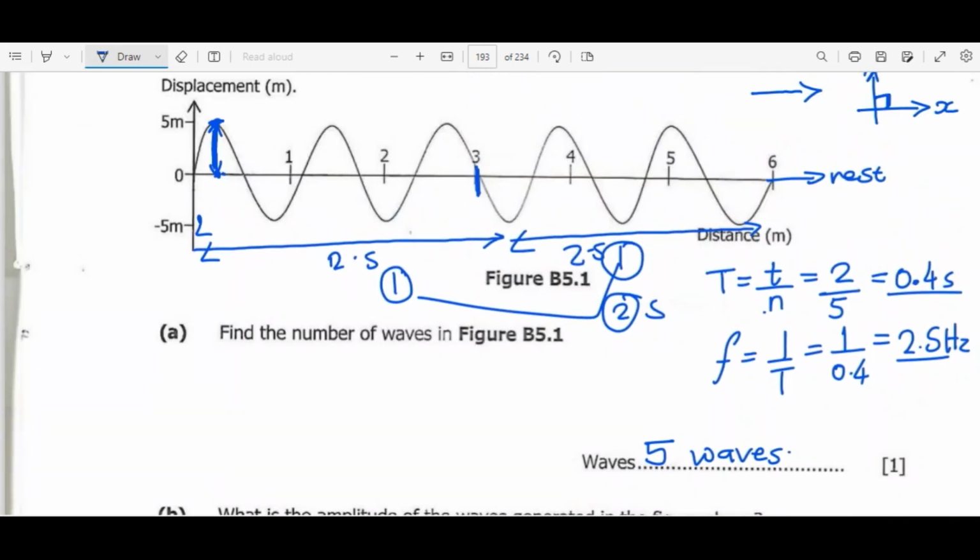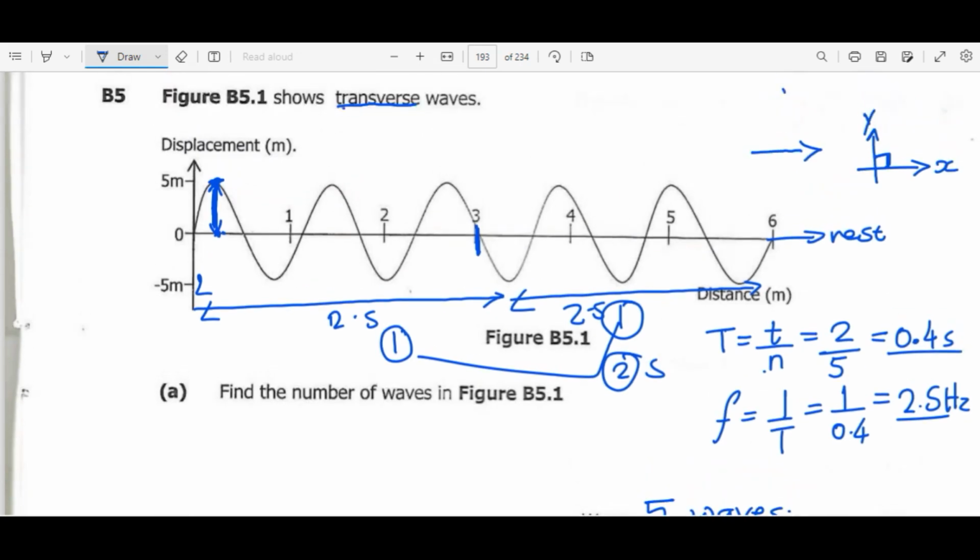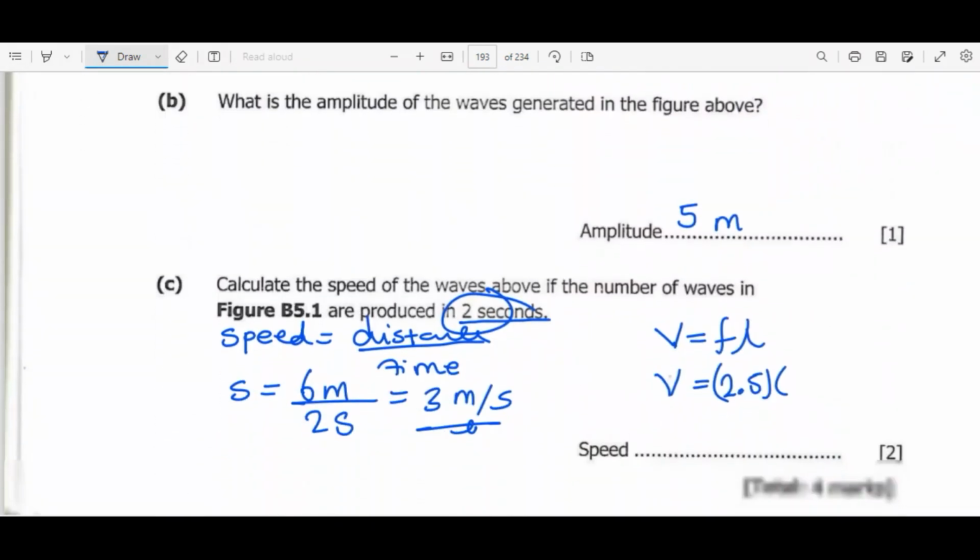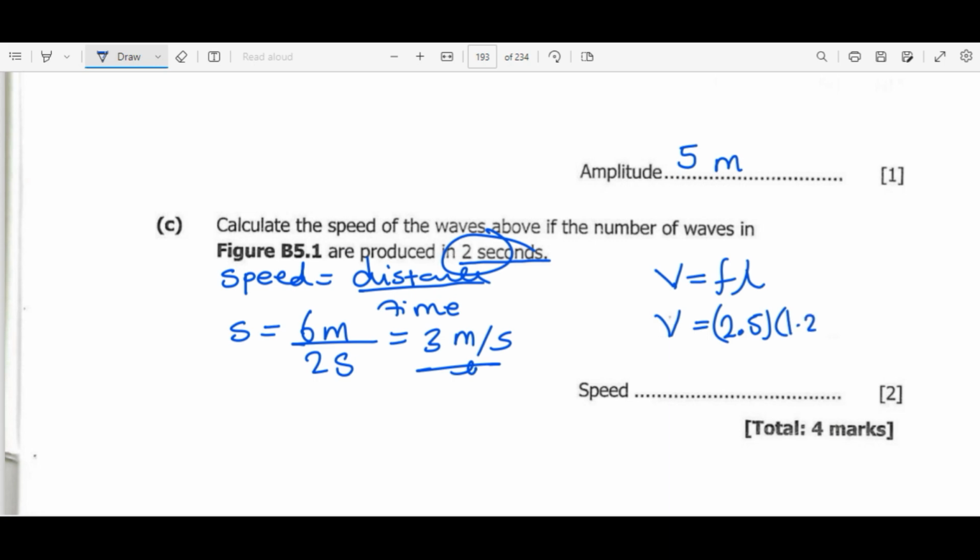The lambda is the distance for 1 cycle. Now, how can we find the distance for 1 cycle? We're going to do this. Say lambda is equal to the total distance, which is 6 meters, over the number of waves. We have 5 waves, so we want to divide the total distance by the number of waves so that we can get the distance for one wave. 6 divided by 5 will give us 1.2 meters. So 1.2 meters is the distance for one wave, so we put 1.2 here.